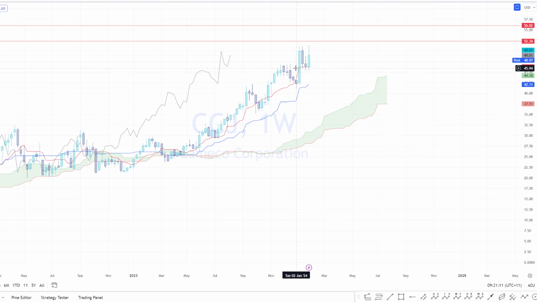Other forewarnings would be the Tenkan-sen, the faster moving line, getting below the Kijun-sen, the slower moving line. But that's it. I wouldn't be doing anything else unless one of those three or four things happen. That's it. You don't do anything else. You don't look at anything else. They're just your pre-warning signs to have a think about your position. If that's not happening, there's no need to think about it.